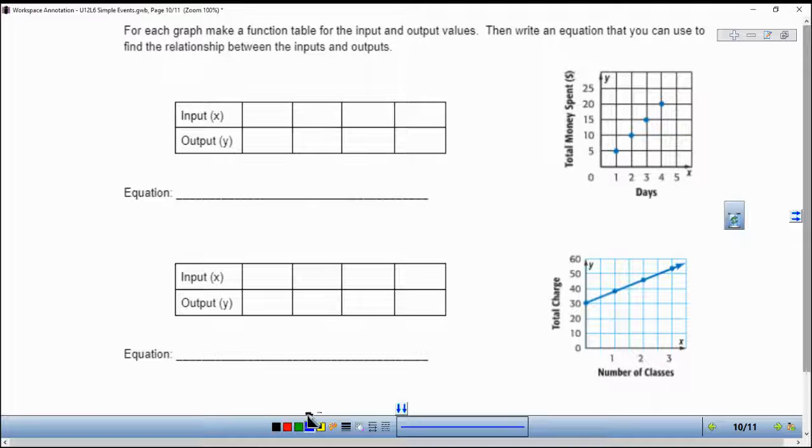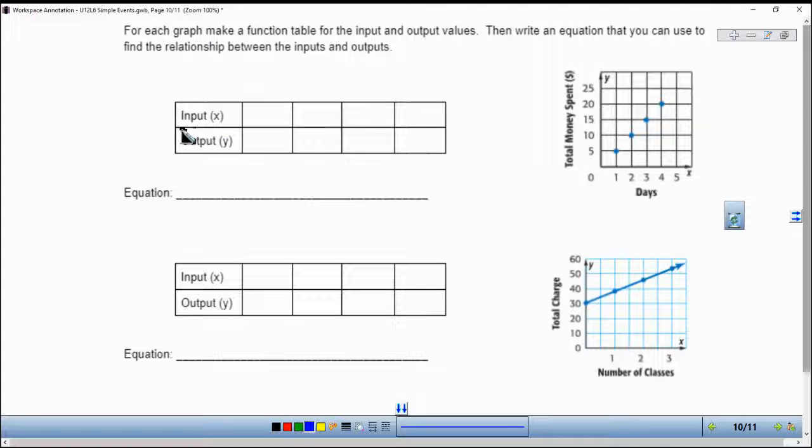There's one like this on the final exam. This is why we're doing a couple here. But these could be tricky for some people. It says, for each graph, make a function table for the input and output, then write an equation that you can use to find the relationship between the inputs and outputs.